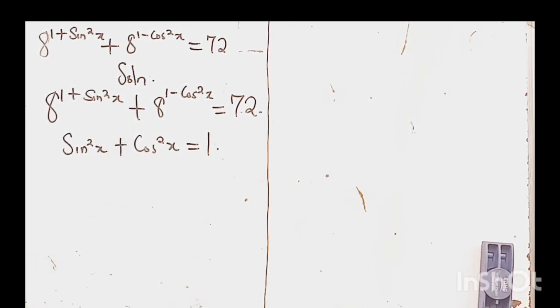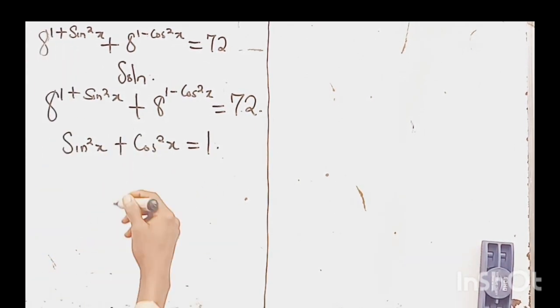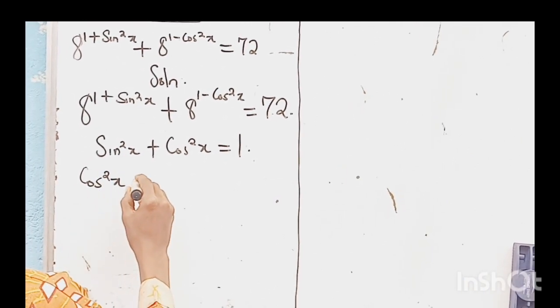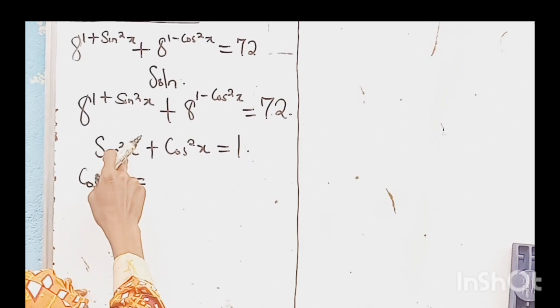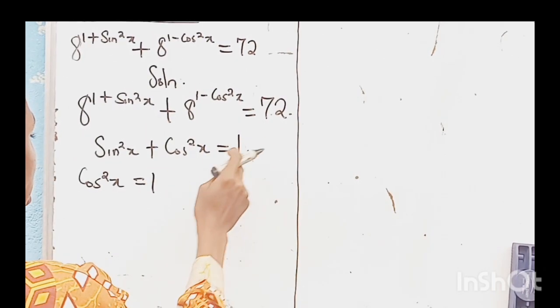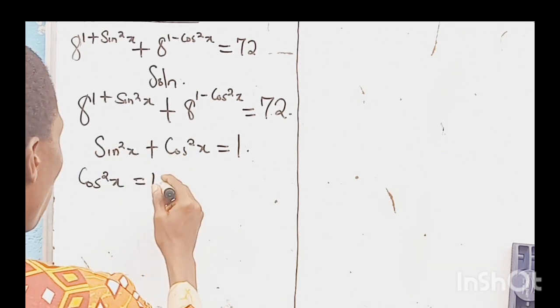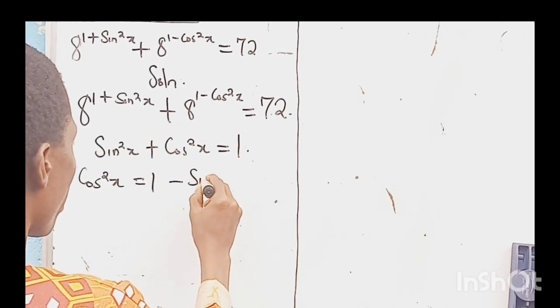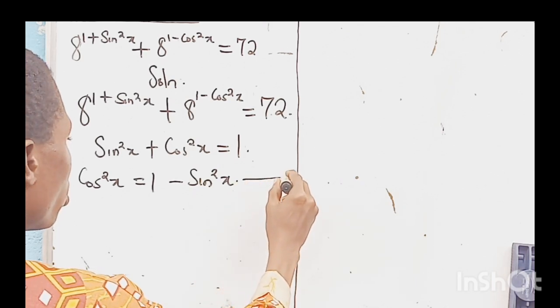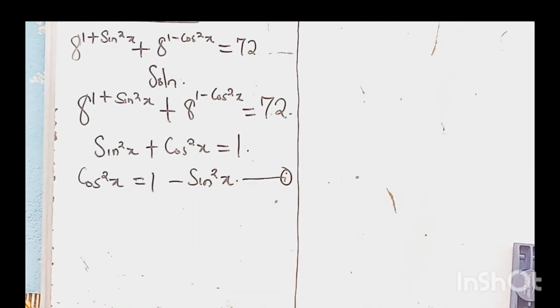Let's transpose. So if we make cos square x the subject of the formula here, it will be cos square x equals, we'll take the sine square x from the left hand side to the right hand side, and we already have 1 on the right hand side, so it will be 1 minus sine square x. So this is our first relationship.